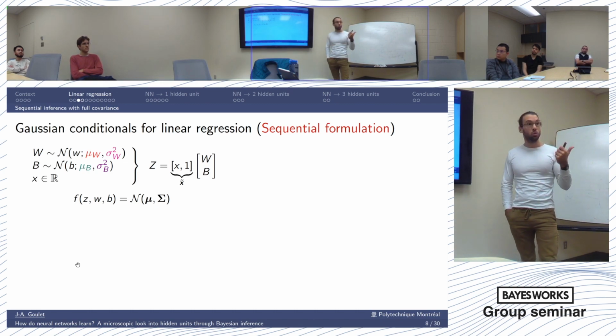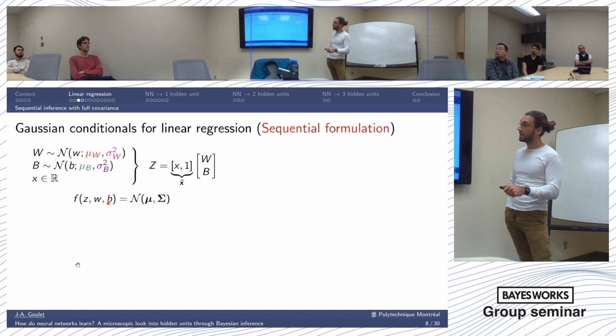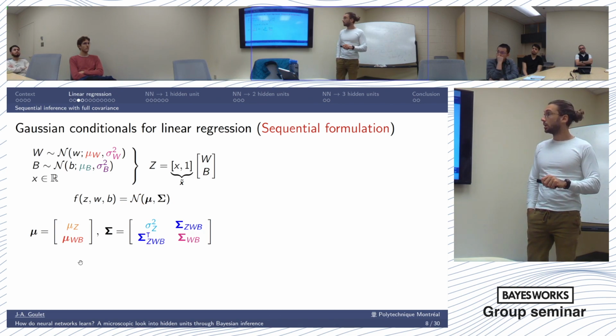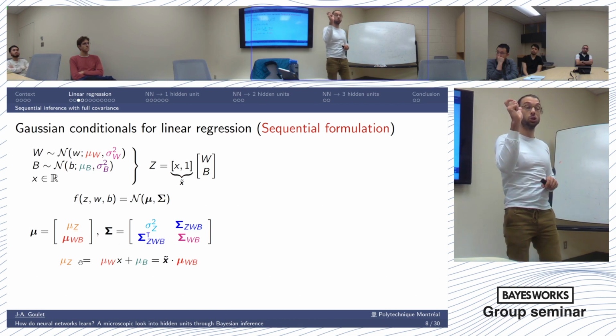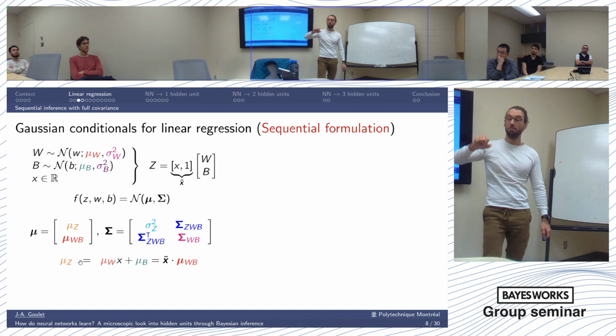Since W and B are Gaussian, I can express the joint PDF for Z, W, and B as a multivariate normal. No approximation, this is going to be exact. Here I can express all the quantities: mu Z is equal to mu W times X plus mu B. Equivalently, in vector form, x tilde, a deterministic vector, times my vector mu WB. So mu WB is not the product of W times B. It's just a vector that contains the mean of W and the mean of B.